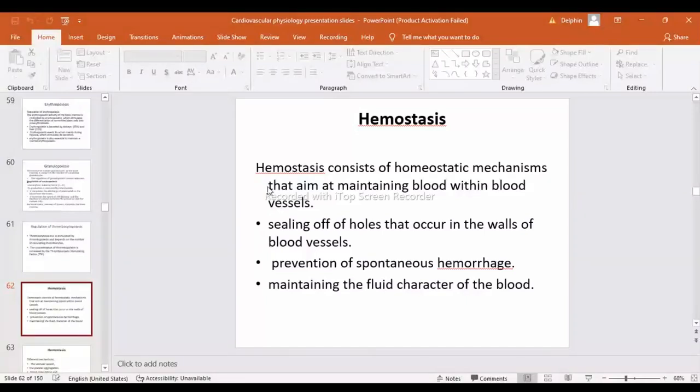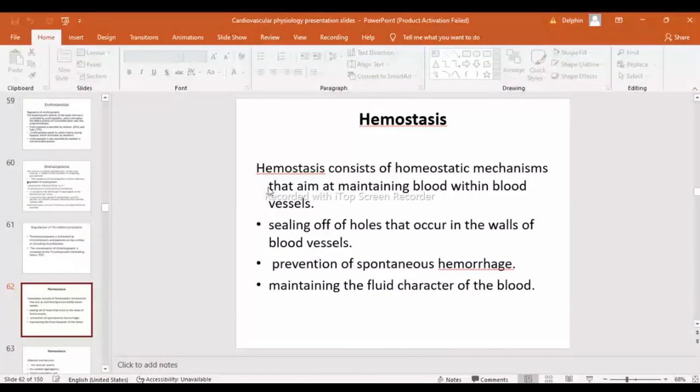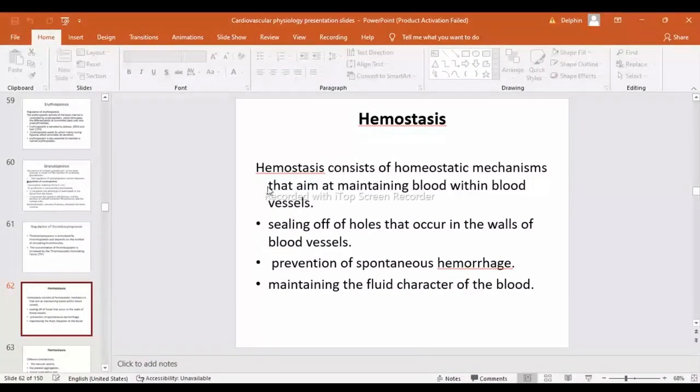Are you here on hemostasis? Yes, lecturer. In normal condition, we have no clot formation in the blood vessels because we have good products like heparin and other molecules which can block the formation of clots. But once there is a rupture of blood vessels, there is formation of clotting to stop bleeding.